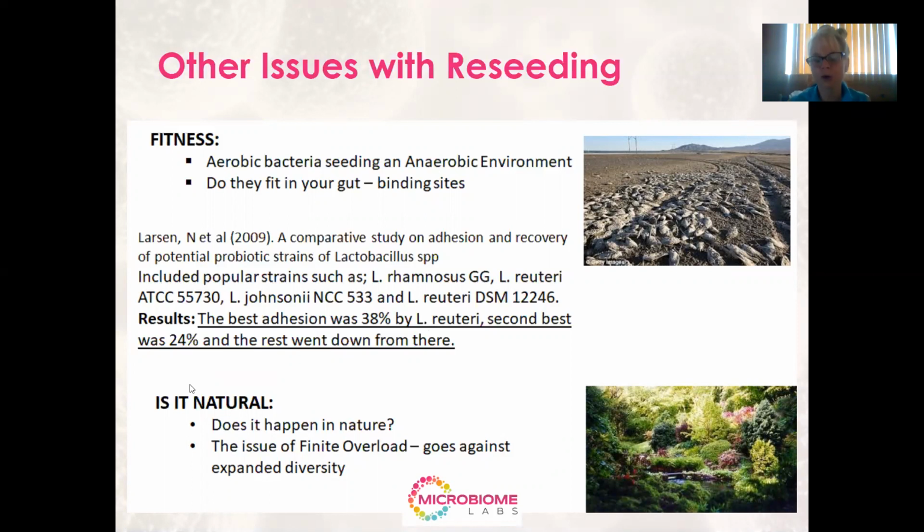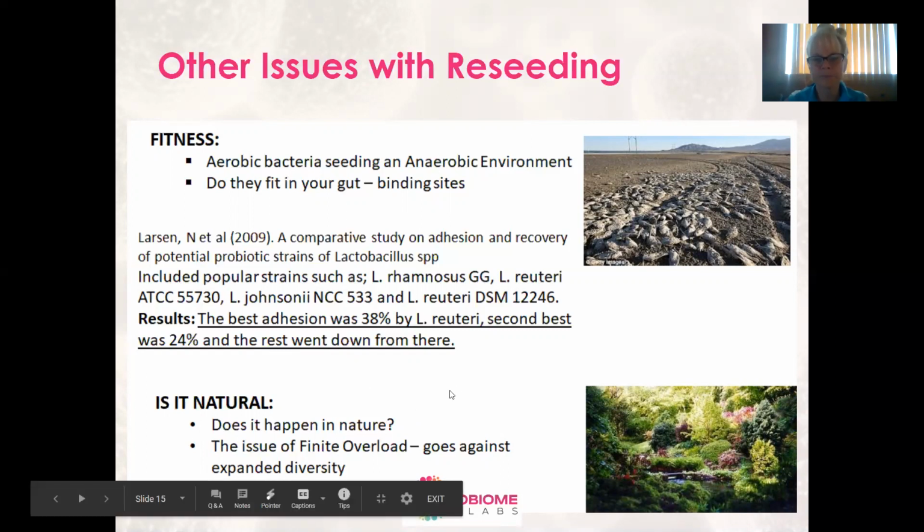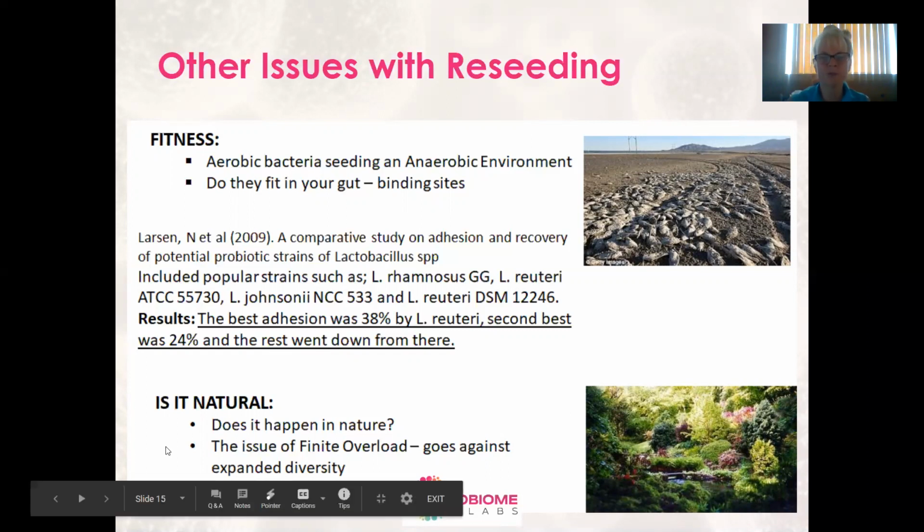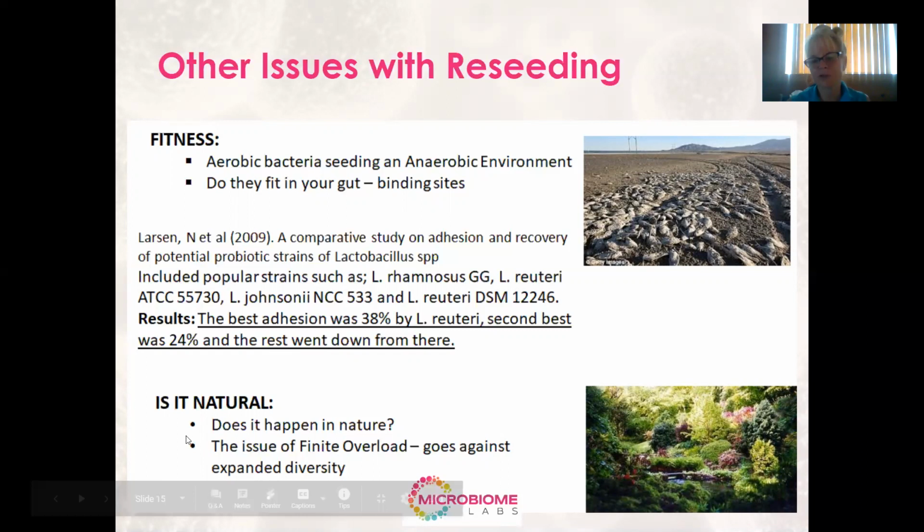Does it really occur in nature? Did our ancestors ferment lactobacillus and take it as a supplement? Well, of course, no. And so it really doesn't fit the environment, and it wasn't natural to the environment. So does it happen in nature? No. The issue of finite overload goes against expanded diversity.